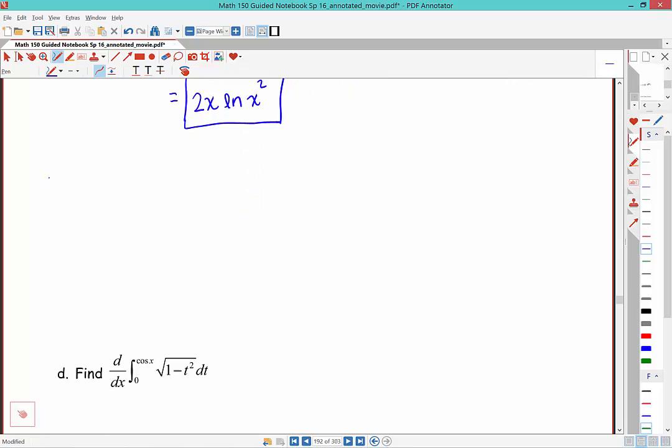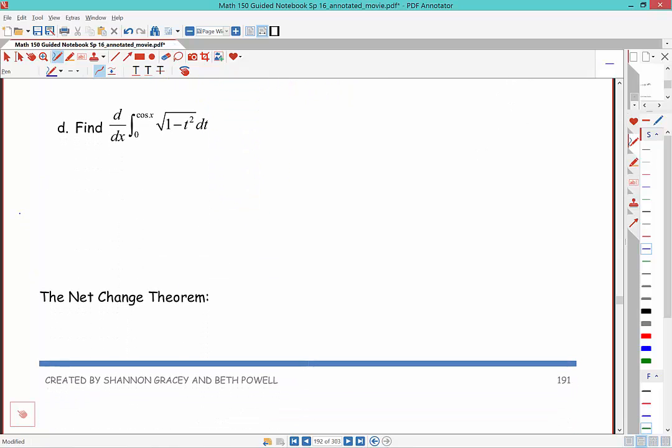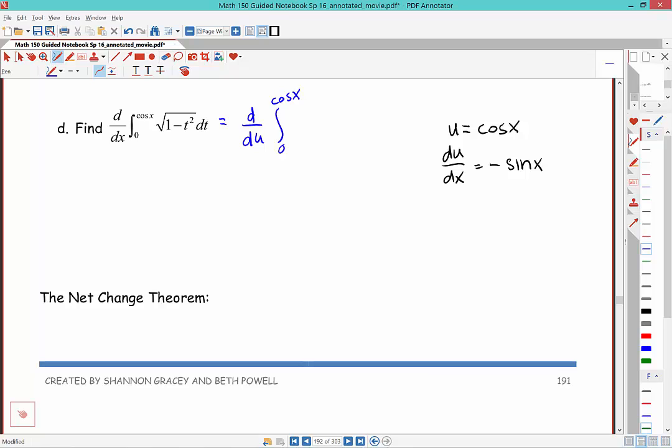Okay, so what's our u? Good. Our u is cosine of x. And du/dx is? Great. Negative sine of x. So coming over here, we're going to say, okay, this is equal to d/du of the integral from 0 to cosine of x. Nope, sorry, to u. And then the integrand will be the square root of 1 minus t squared dt. And then we take care of that substitution by multiplying by du/dx.